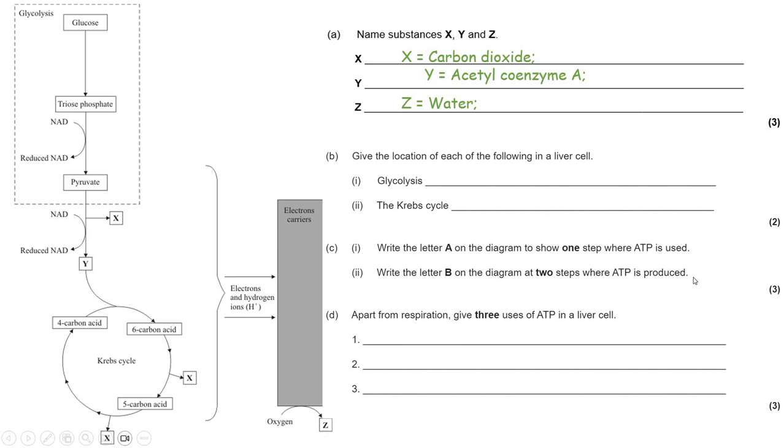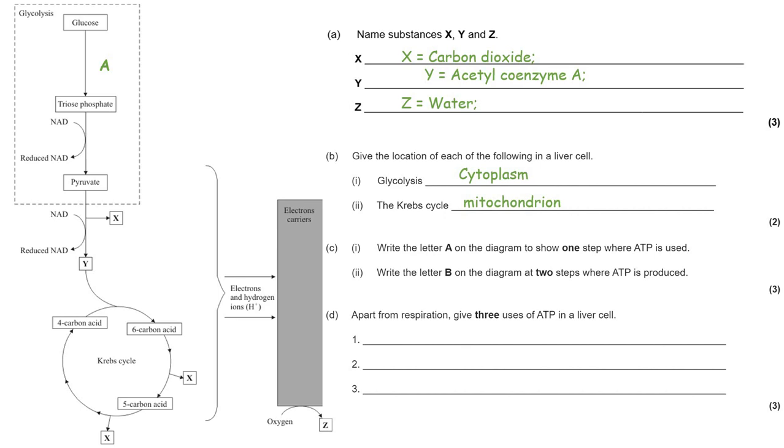Give the location of each of the following in a liver cell. Glycolysis happens in the cytoplasm. Krebs cycle happens in the mitochondria. Write the letter A on the diagram to show one step where ATP is used. So ATP is used right at the beginning of glycolysis to turn glucose into triose phosphate.